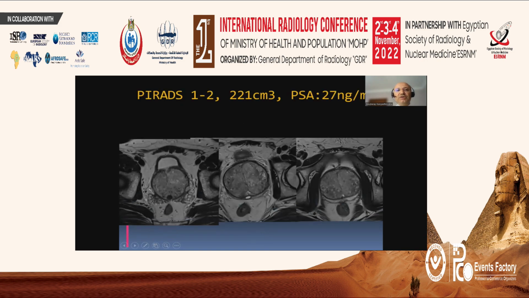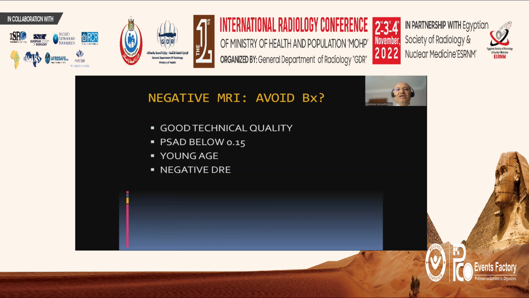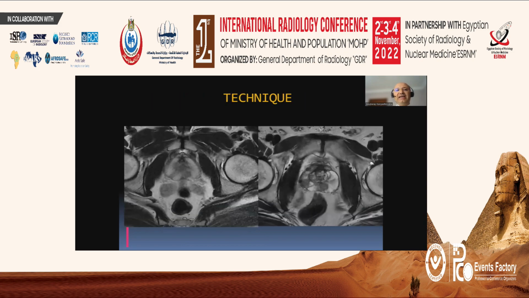I want to show you this patient, big prostate, 221. The PSA is 27. How do you calculate the density? It's very easy, 0.12. And you can see that this patient has a benign course. So you have a negative MRI and you want to avoid biopsy. Be sure that you have a good technical quality, PSA density below 0.15, young age, and negative DRE.